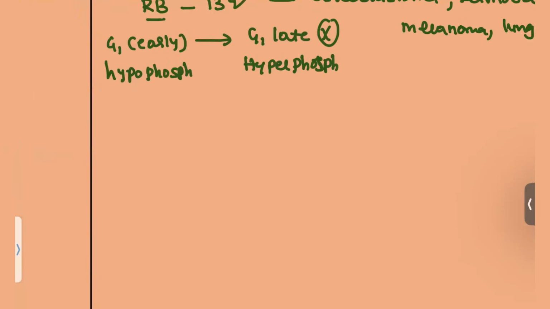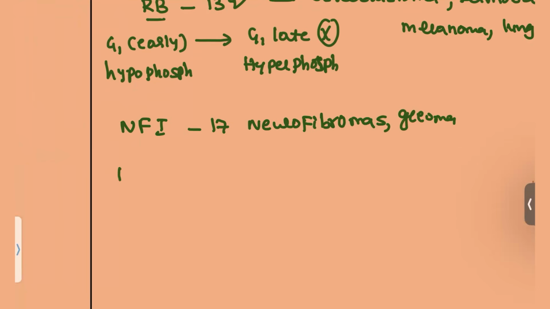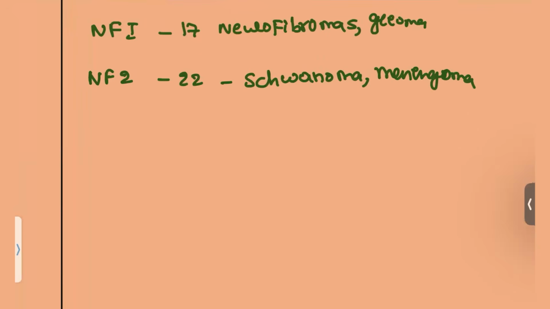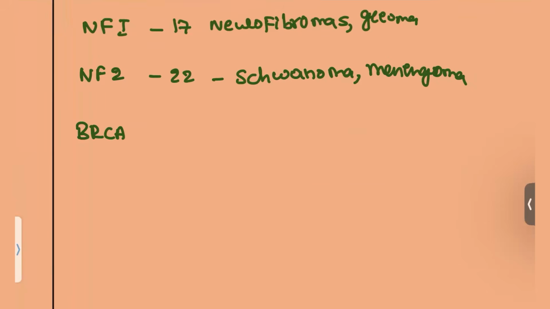And NF1, this is seen on chromosome 17, with neurofibromas and gliomas. NF2 is seen on chromosome 22, seen with schwannoma and meningioma. Next, BRCA1 and BRCA2. BRCA1, chromosome 17 again, seen with breast cancer and also ovarian cancer.